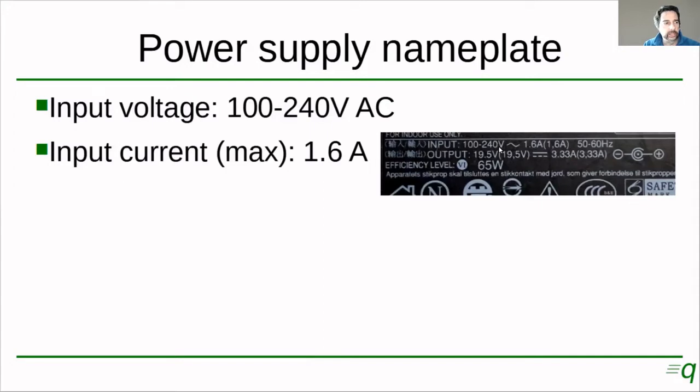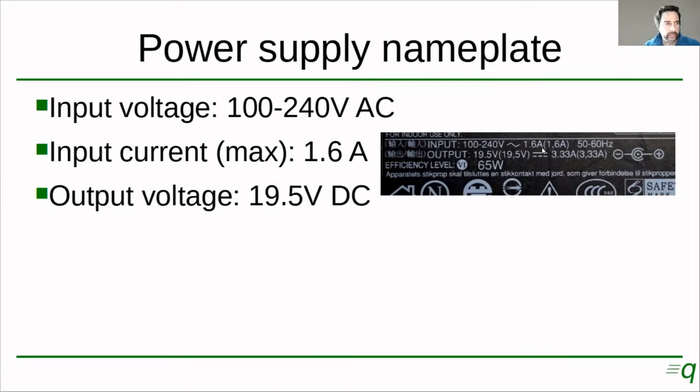Next thing we see is the input current. When you plug that into the outlet, the current that's going to flow through this power supply is maximum 1.6 amps, right? Outlets are rated for a maximum current, probably 10 to 15 amps, depending on the outlet. And this is 1.6 amps that's going to be taken from the outlet. So it's very, very well below the capacity of the outlet.